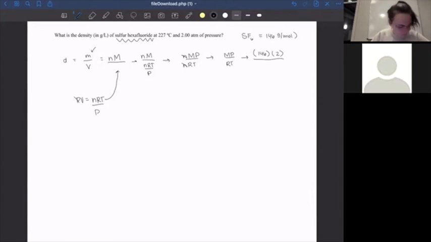And so I have 146 grams per mole times the 2 atmospheres that it gives us in the equation, divided by R, which is the constant on the equation sheet, and then times 500 degrees Kelvin, which is the equivalent to 227 degrees Celsius plus the 273. I just converted that. Wait, I haven't written 500. It's almost there, you guys. Okay, times 500. And then you just plug that into your calculator and you get 7.12 grams per liter.